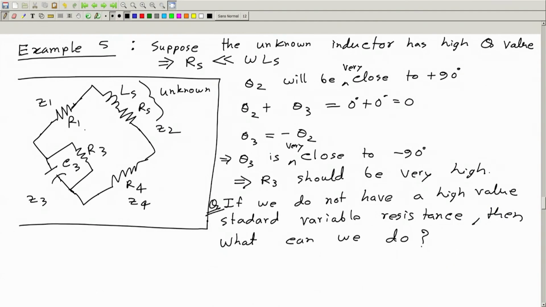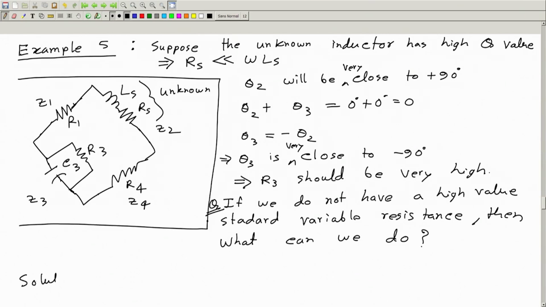Suppose the inductance we are measuring is almost pure, which means to get this bridge balanced, I need this R3 to be very high, and I do not have in my laboratory a high value standard variable resistance. So, what can we do? What is the solution?